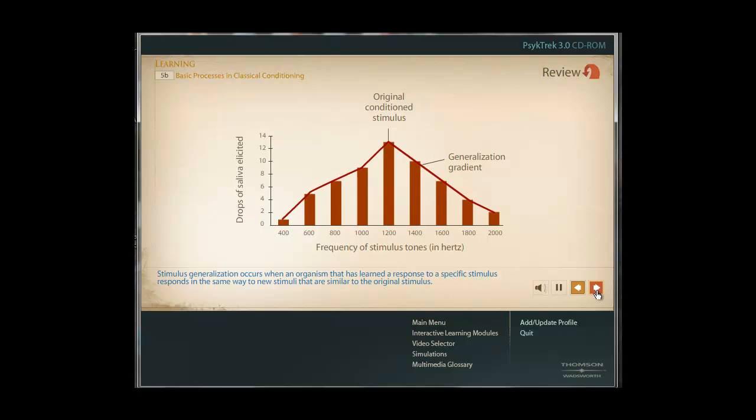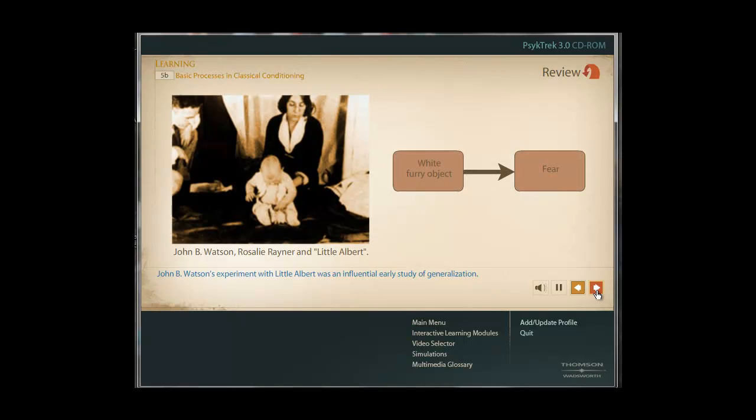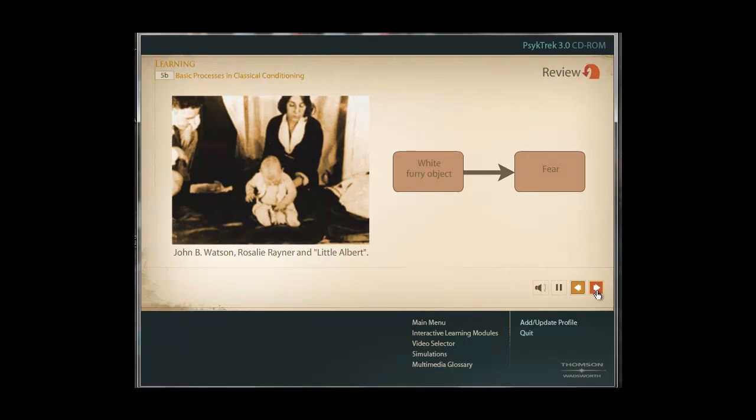Stimulus generalization occurs when an organism that has learned a response to a specific stimulus responds in the same way to new stimuli that are similar to the original stimulus. John B. Watson's experiment with little Albert was an influential early study of generalization.